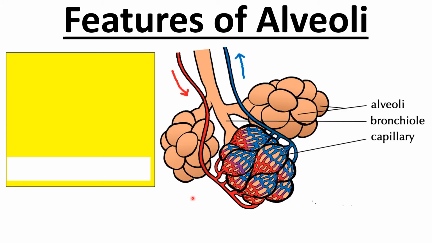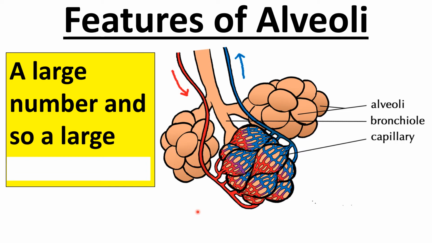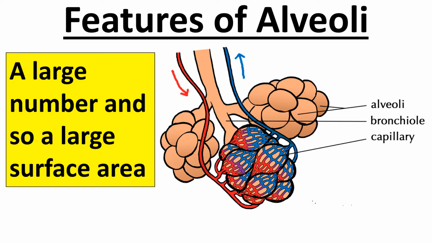So the first thing here, and this is quite a nice representation of it, is that there's lots of them. This is a very small scale, so there are millions of these in your lungs, I would presume, I don't know the exact number. If you've got a large number of them, that gives you a large surface area, which just means there's a larger area for the gas exchange to occur, for the oxygen to come in and the carbon dioxide to go out.